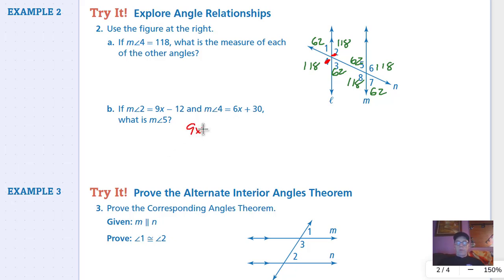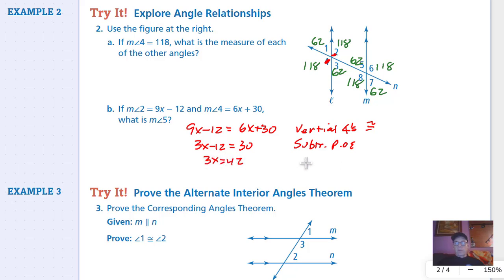So I'm going to set 9x minus 12 equal to 6x plus 30. And that's because vertical angles are congruent. Then take away 6x from both sides. 3x minus 12 equals 30. That'd be the subtraction property of equality. Then add 12 to both sides. 3x equals 42. That's the addition property of equality. Then divide both sides by 3. x equals 14. Division property of equality.